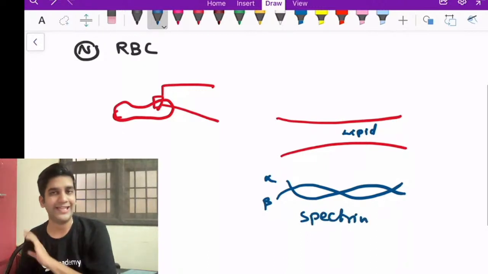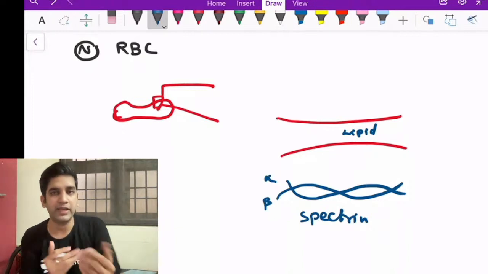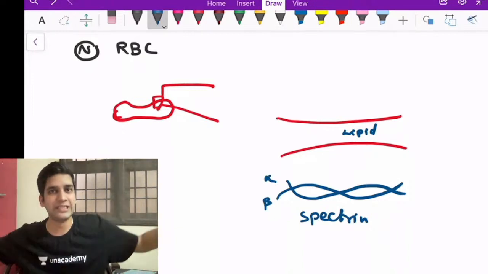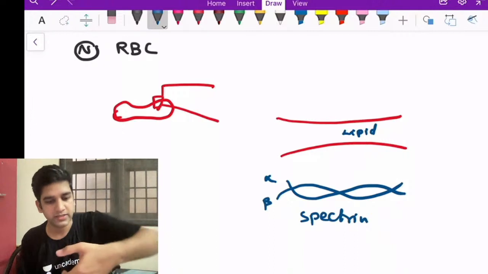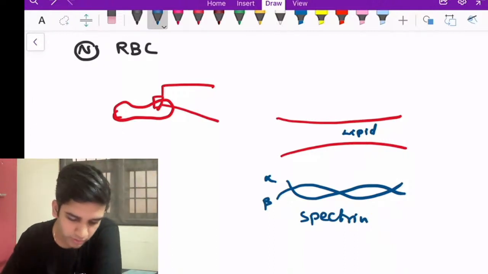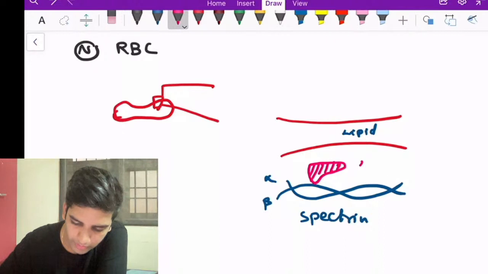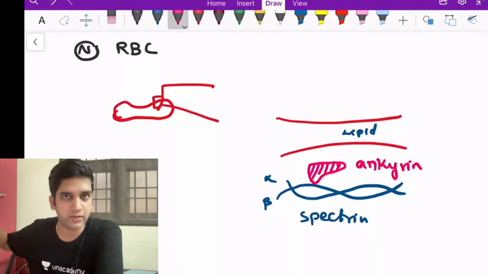Spectrin is not an integral component of the lipid bilayer. It is spread out below the bilayer, right? So it's like an elastic band which is keeping the space. Someone has to hold the elastic band and connect it to my lipid bilayer, right? The spectrin will be bound to a protein called ankyrin. We have ankyrin, which is going to hold the spectrin.